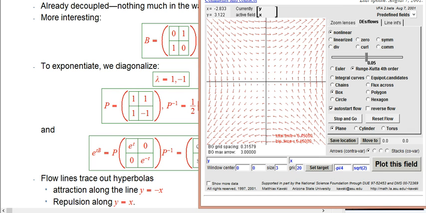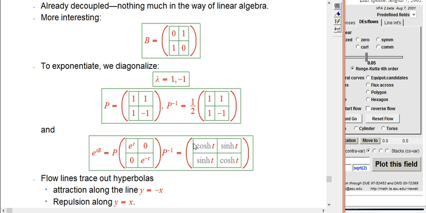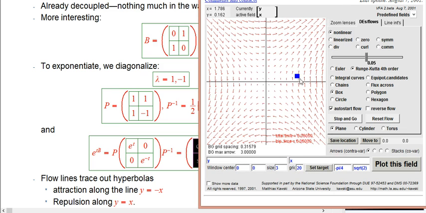Okay, so the flow lines trace out hyperbolas because that's what cosh and sinh do. If you look at, for example, the flow of 1, 0, that's exactly what the first column of this matrix represents. Cosh t, sinh t is exactly a good way to trace out a hyperbola. That's a good thing to know. And it's just the hyperbola that is tracing out here.